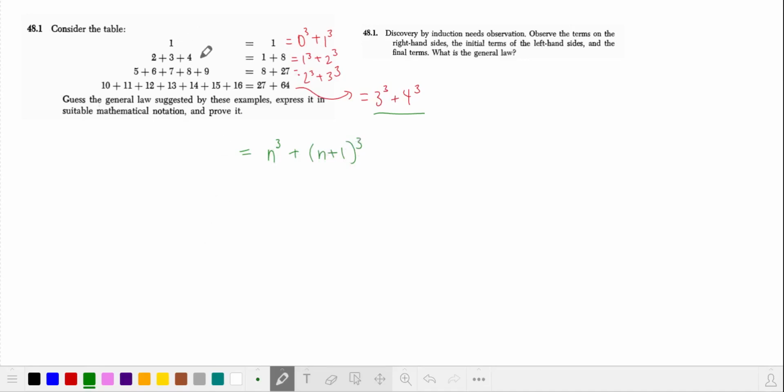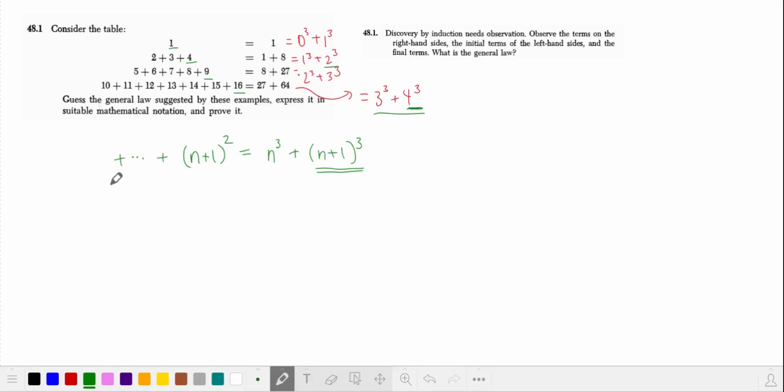On the left-hand side, each of these sums ends in a perfect square. For example, this last sum ends in 16, which is 4 squared. That corresponds to this 4 cubed over here. This 9 is 3 squared. The 4 is 2 squared. So if this higher perfect cube is n plus 1 cubed, then the largest number in this sum is the square of n plus 1.